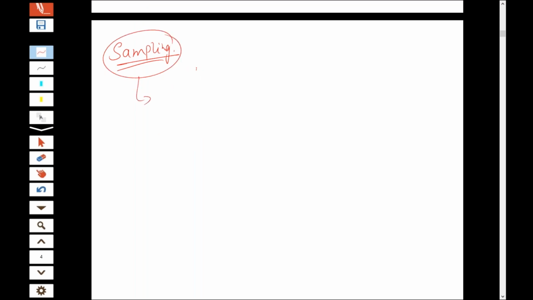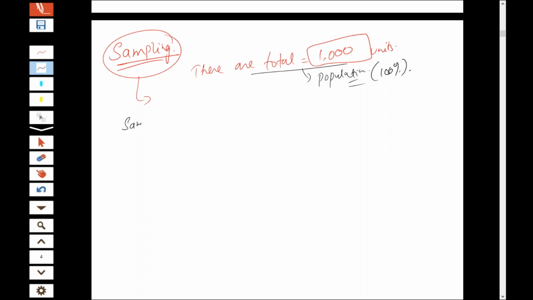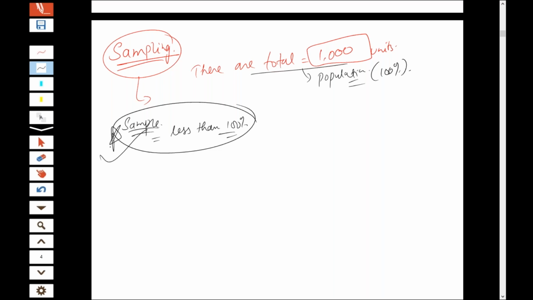For example, there are a total of 1,000 units. The total units will be called the population, and population means 100%. And what do you mean by the term sample? Sample means less than 100%. For example, you are going for your blood test, and you will not be giving 100% of your blood for the testing. You will be giving a sample, and on the basis of the sample, testing is conducted.